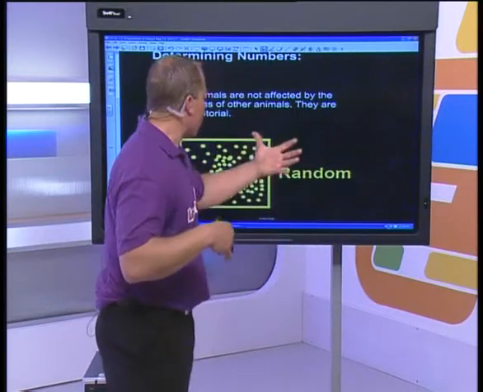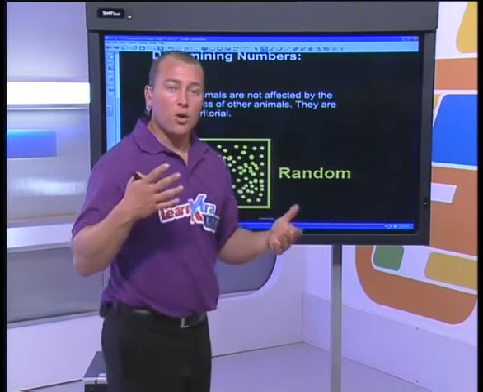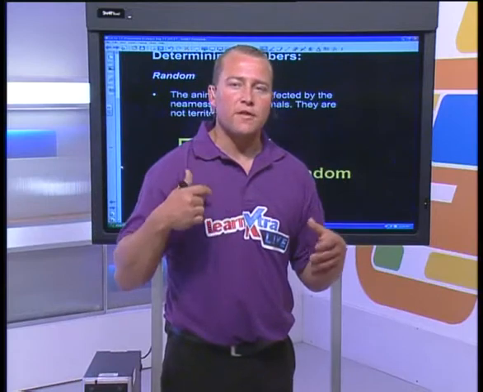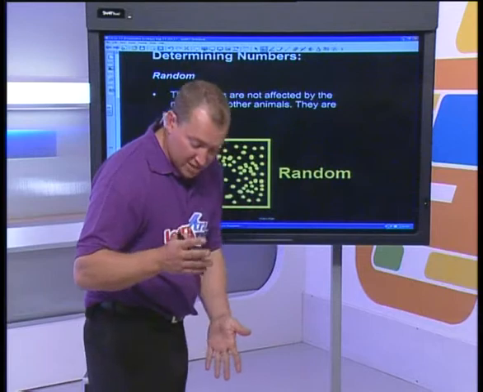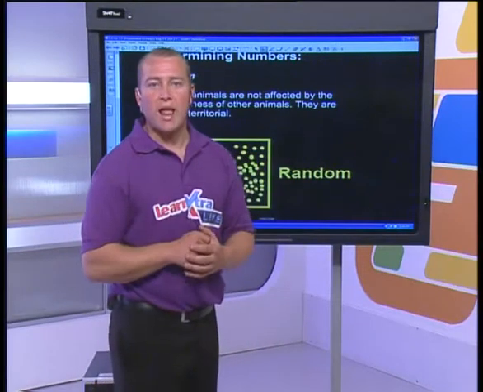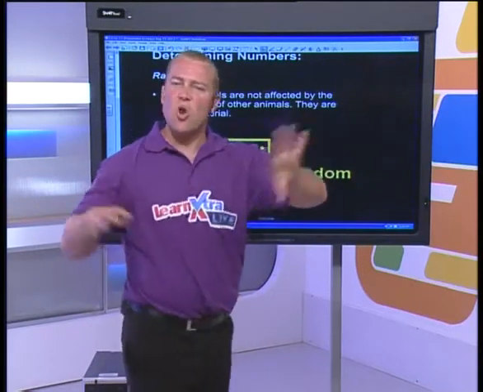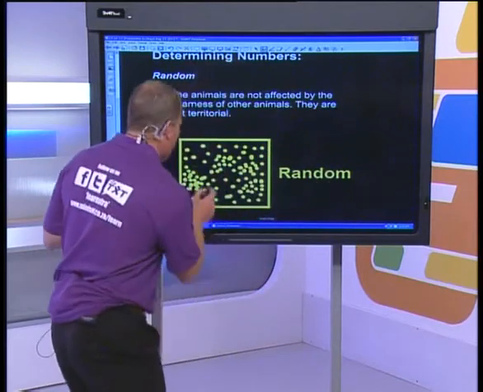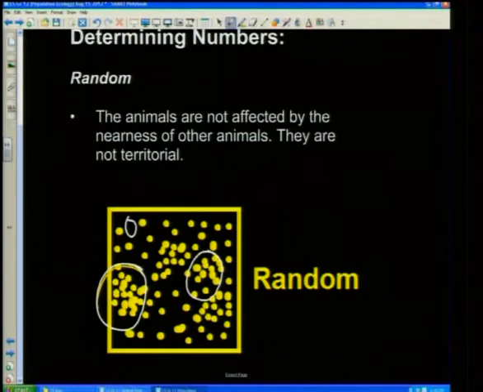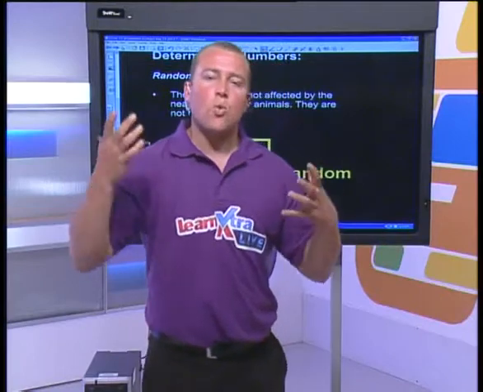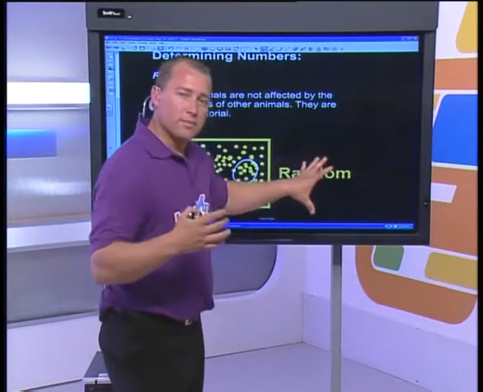But they do kind of all mate, okay? If you're not strong enough, the females are not going to come to you, right? But they're all over the place. They don't mind. I can eat this blade of grass, you can eat that blade of grass, we're all happy. That is what random is. It's all over the place. So you'll see that there's a huge bunch of antelope over there, almost nothing there, a nice big bunch over there, and one over there. It doesn't really matter where they are. That is your random, okay?